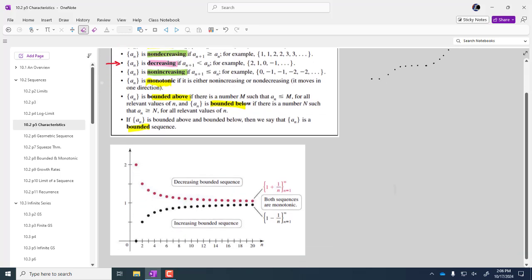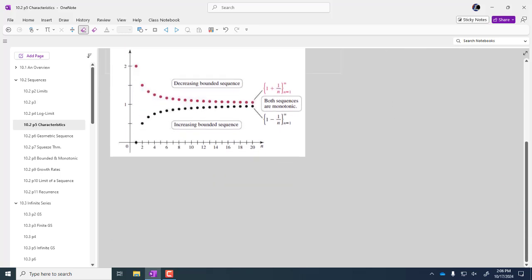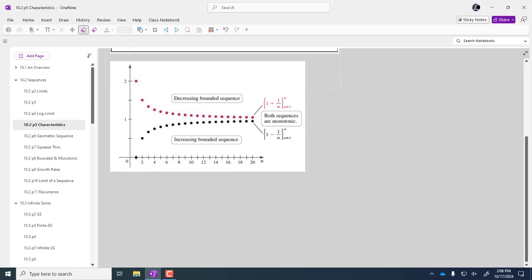So, terminology. Here we have the red sequence. It's decreasing, and it's bounded below. The black sequence is bounded above and increasing. And with both of them, you could say they are bounded. Like with this decreasing sequence, it's more interesting to focus on the fact that it's bounded below. With this increasing sequence, it's more interesting to focus on the fact that it's bounded above. Because if it's bounded and it's monotonic, that means it's going to have a limit. So if it's bounded and monotonic, it will have a limit.